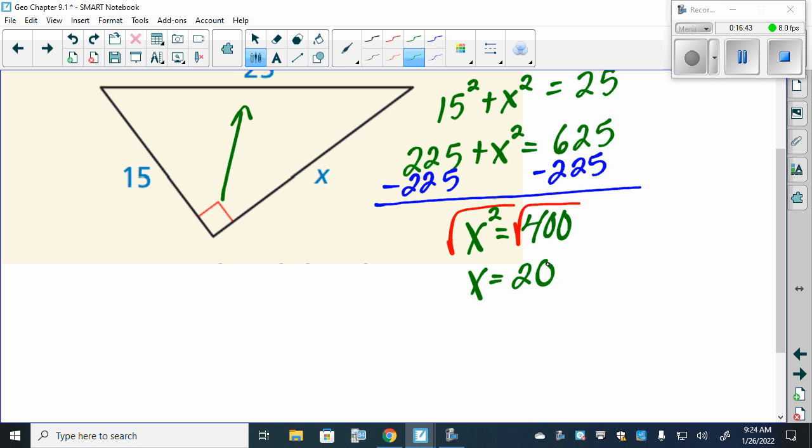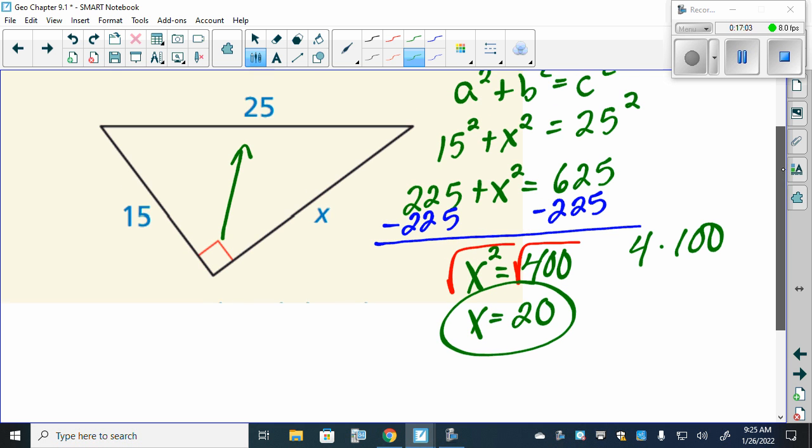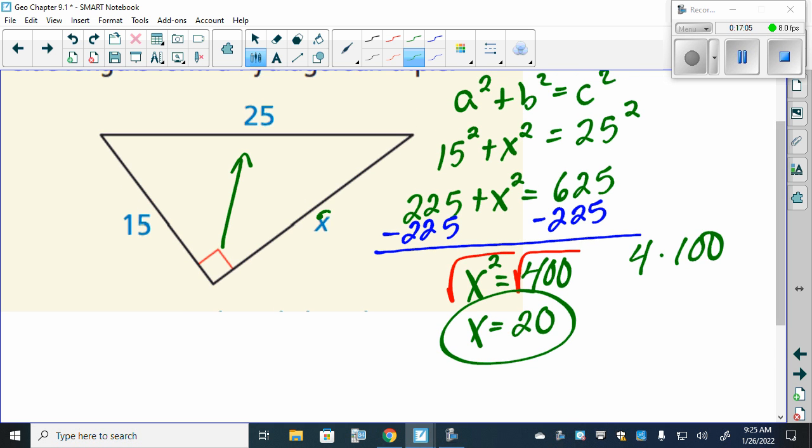And that one's actually not that bad, because if we look at it, we can say it's 4 times 100. What times itself is 4? 2. And what times itself is 100? And 2 times 10 is? Now would these three here be a Pythagorean triple? Yes.